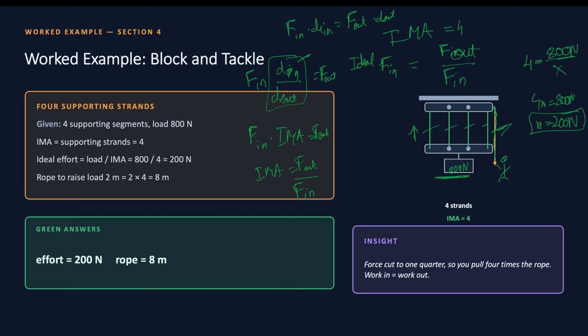Okay? So it doesn't take me as much effort, but I have to pull longer and farther. And then, what's the rope that it takes to raise the load? 2 meters. So if the load is raised 2 meters, then that means all these ropes have been pulled on 2 meters, right? Which means you must pull 8 meters because there's 4 ropes that you've pulled on to increase it 2 meters.